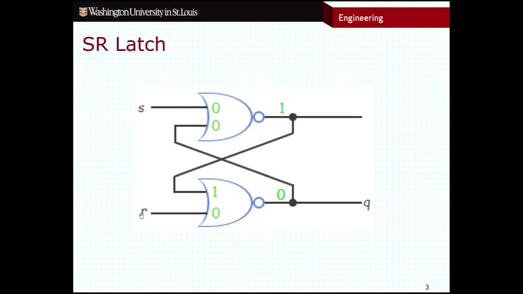Let's try this again. This time let's set R to be high and S to be low. So if R is high, I know for a fact that this bottom NOR gate is going to be 0.